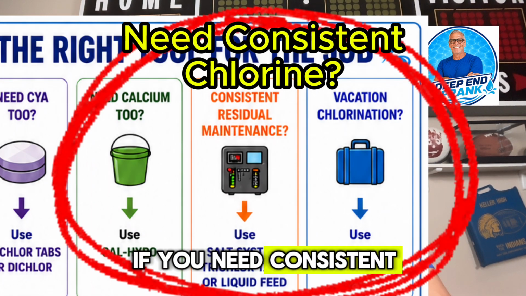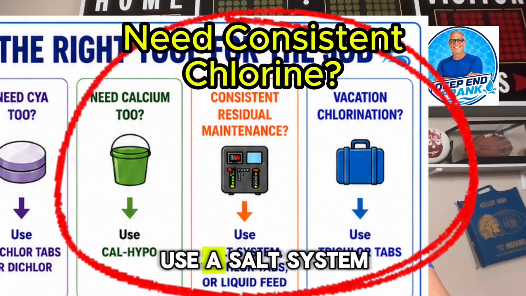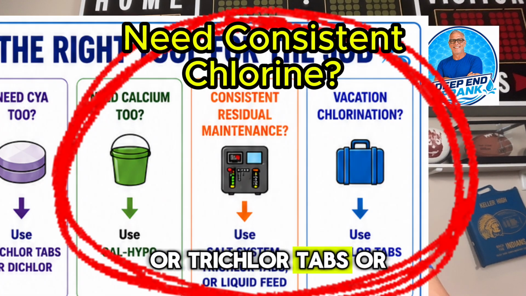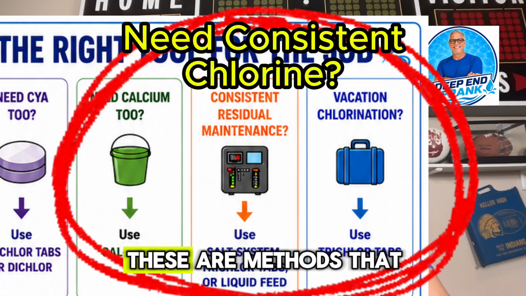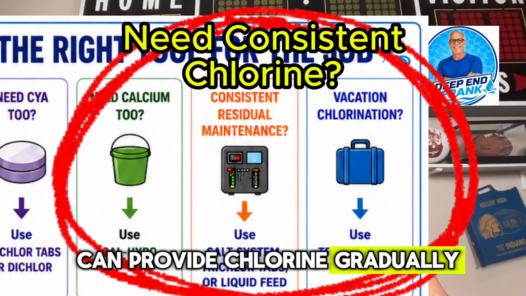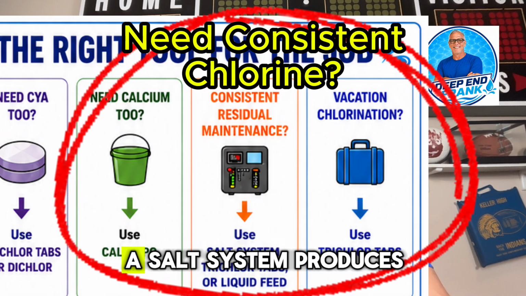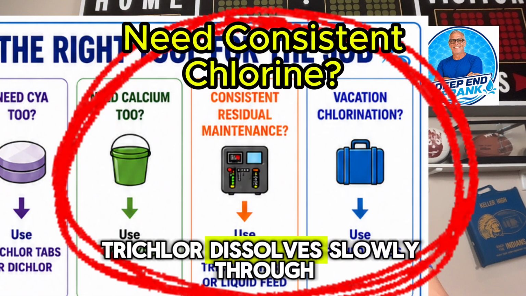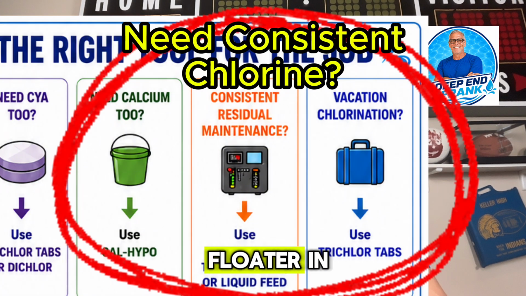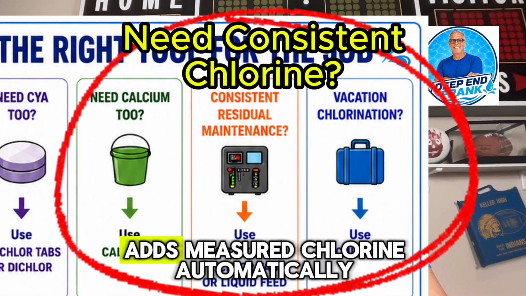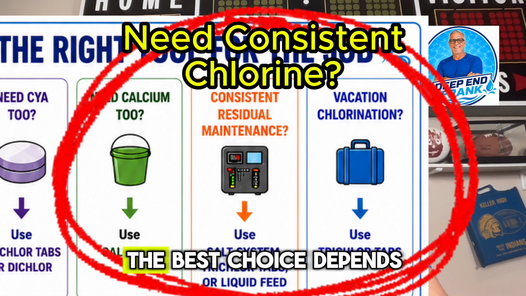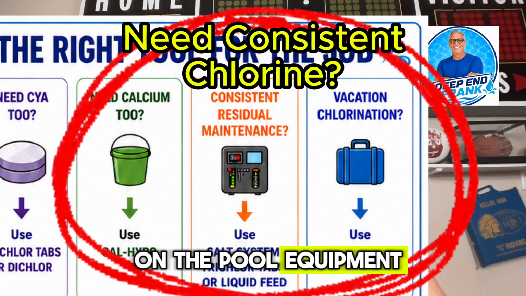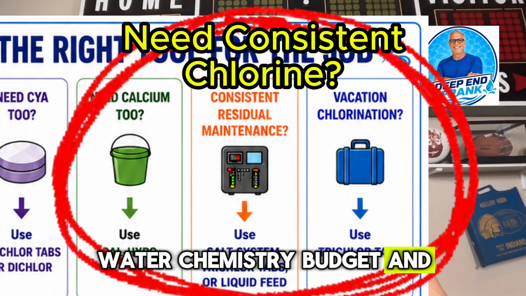If you need consistent residual maintenance, use a salt system or Trichlor tabs or a liquid chlorine feeder. These are methods that can provide chlorine gradually or automatically. A salt system produces chlorine while the system operates. Trichlor dissolves slowly through a feeder or a floater. And the liquid feed system adds measured chlorine automatically. The best choice depends on the pool, equipment, water chemistry, budget, and maintenance plan.